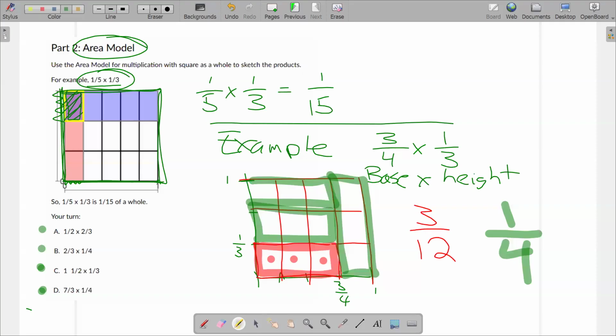Oh shoot, hit the wrong button. Sorry. This button.